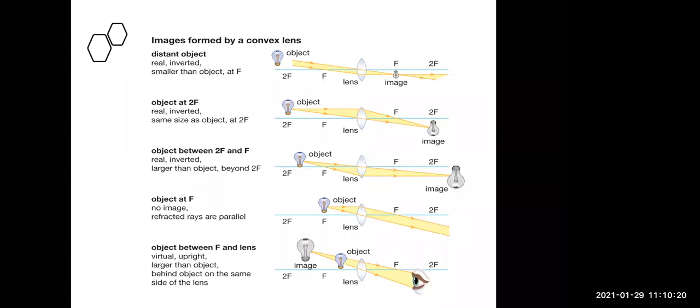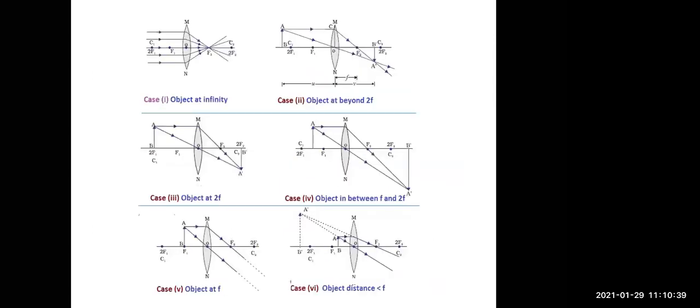Then comes the object between twice F and F. This is the fourth case, where we get the image beyond twice F. It is a little bigger in size, and it is real and inverted also. With the help of this picture, it will be easier for you to understand the fourth case, object between F and 2F. Here you can see two incident rays fall on the lens, and after that the refracted rays intersect, and we get the image which is bigger.